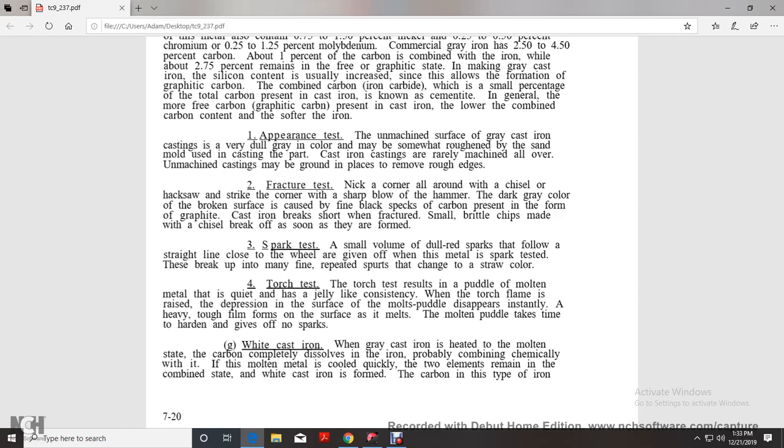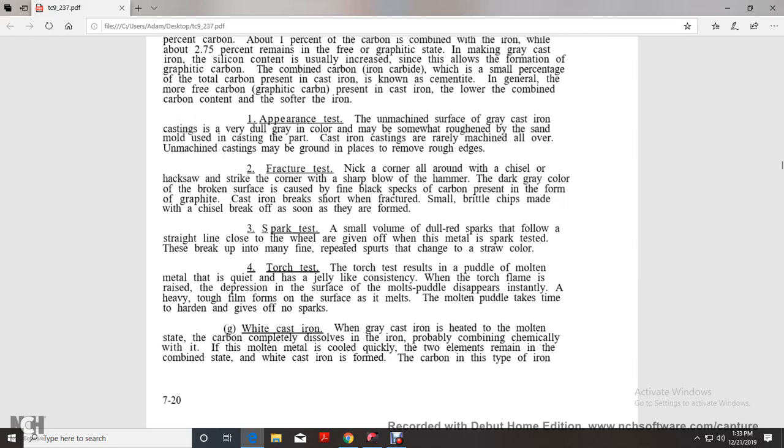Gray cast iron breaks short when fractured, and small, brittle chips made with a chisel break off. Spark test: the spark stream is small in volume with a dull red color. The sparks follow a straight line, closing in toward the wheel. The metal gives off sparks that break off at the tip with many fine repeated spurs, changing to a straw color.